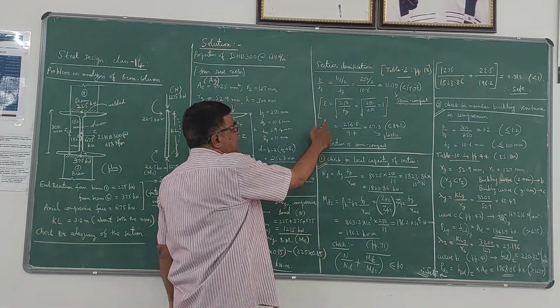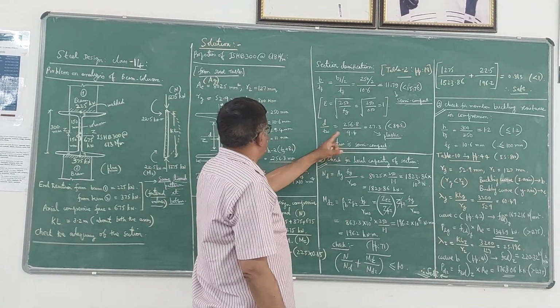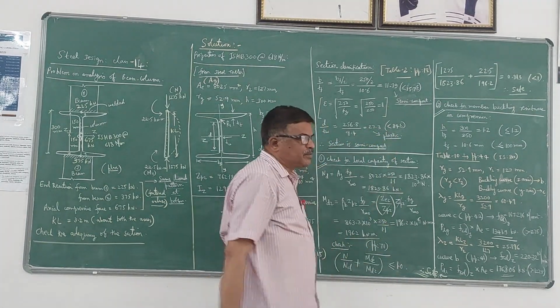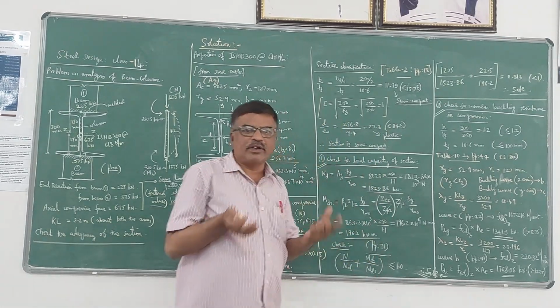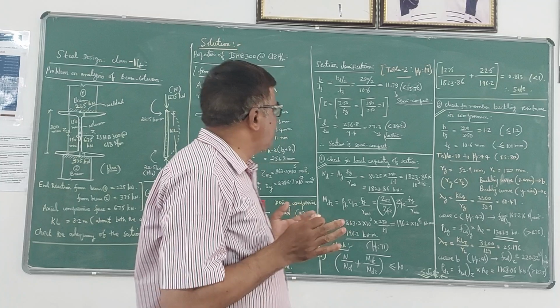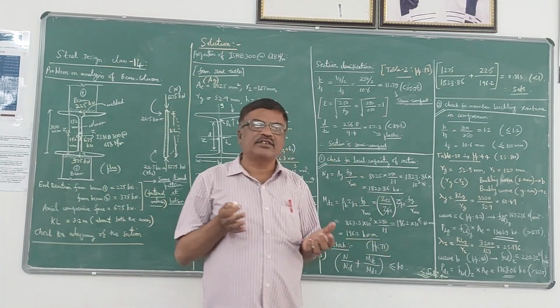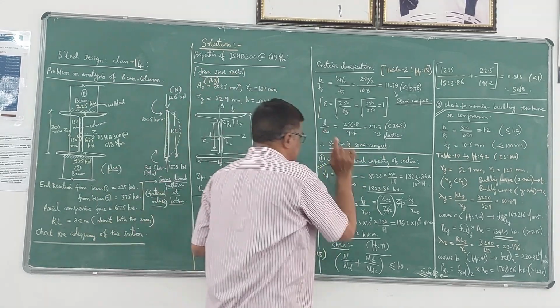Whereas coming to the web, it is d by tw ratio. d is 256.8 divided by 9.4 is tw. It is 27.3. It is less than 87 epsilon. So therefore, it is a plastic section. Now, flange is semi-compact, web is plastic. Therefore, for the section we have to consider the one having least strength, that is semi-compact. So least one we have to take. So semi-compact is the section.